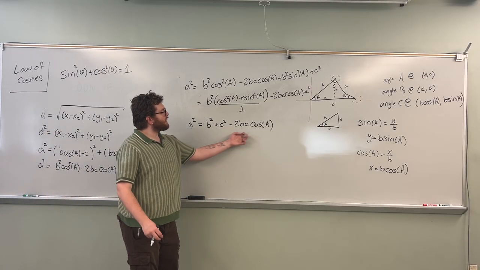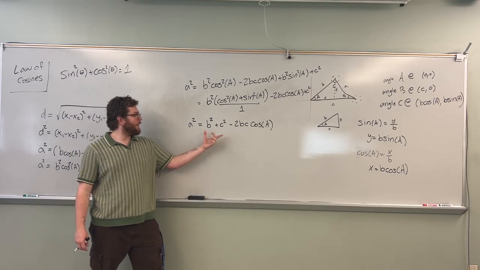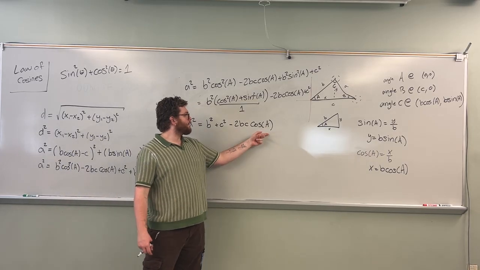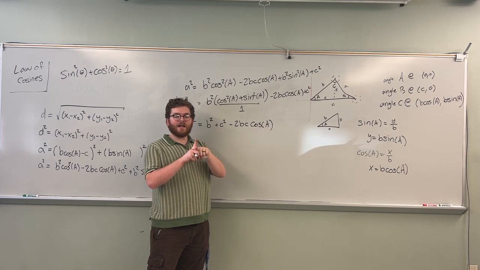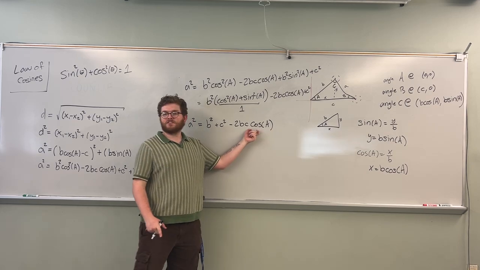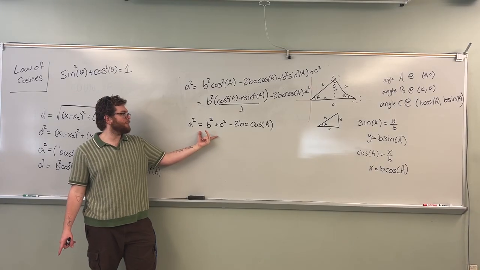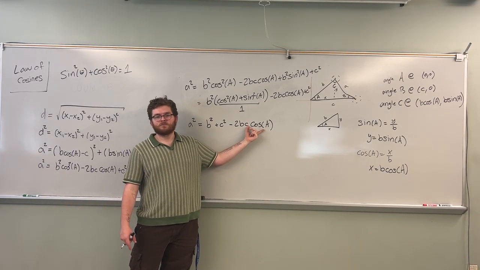So this looks like the Pythagorean theorem, but I have this extra thing here. And conveniently enough, if the angle a is 90 degrees, cosine of a is 0, and I get the Pythagorean theorem. So this does turn out to be the Pythagorean theorem if I have a right triangle. Pretty nifty there.